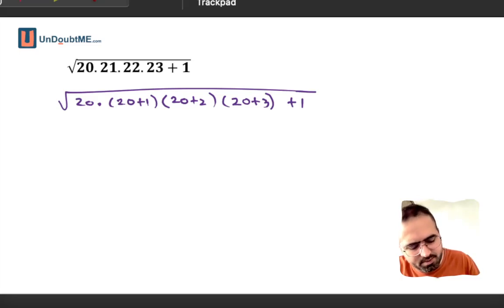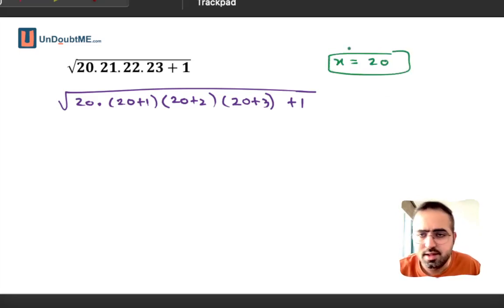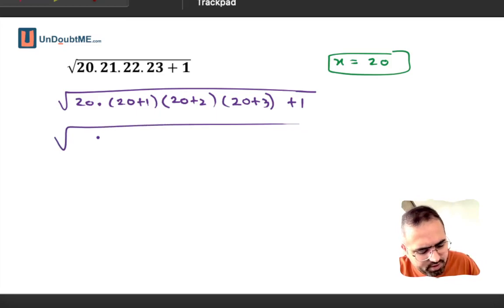Now the very next step after this will be, we will assume x is equal to 20. Now there's a reason behind that, you will understand very soon. So if I put 20 as x in this, then I will write it down as x plus 1, x plus 2, x plus 3, plus 1.